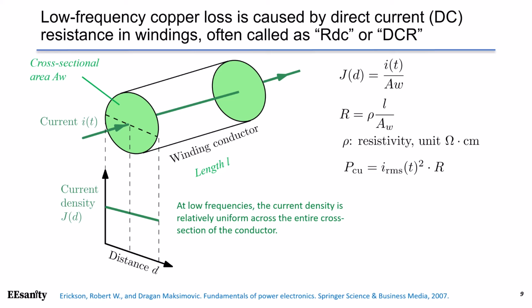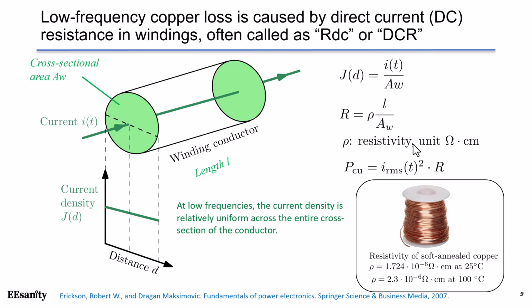Total resistance R is defined as the resistivity ρ times L over AW. ρ is the resistivity. The copper loss PCU is defined as the RMS current squared times R. For example, the resistivity of soft annealed copper wire is about 1.724 times 10 to the power of minus 6 ohm centimeter at 25 degrees C. At 100 degrees C, the resistivity is increased to 2.3 times 10 to the power of minus 6 ohm centimeter. That means the low frequency copper loss will increase as temperature rises up.